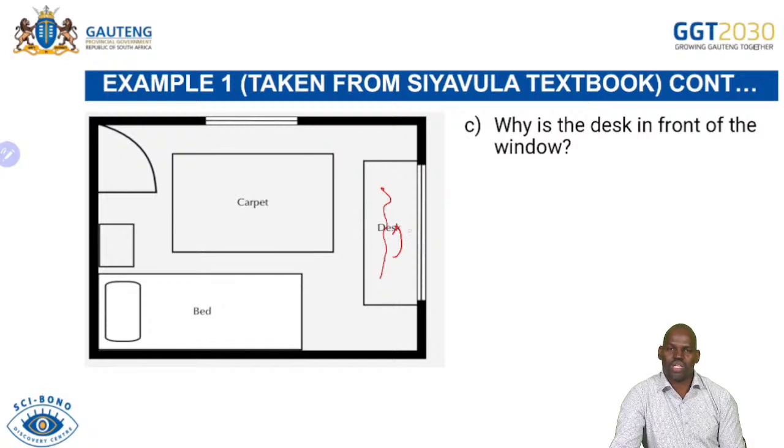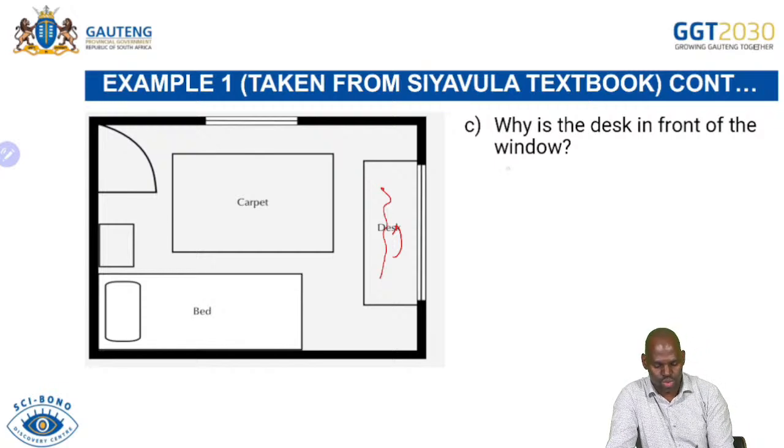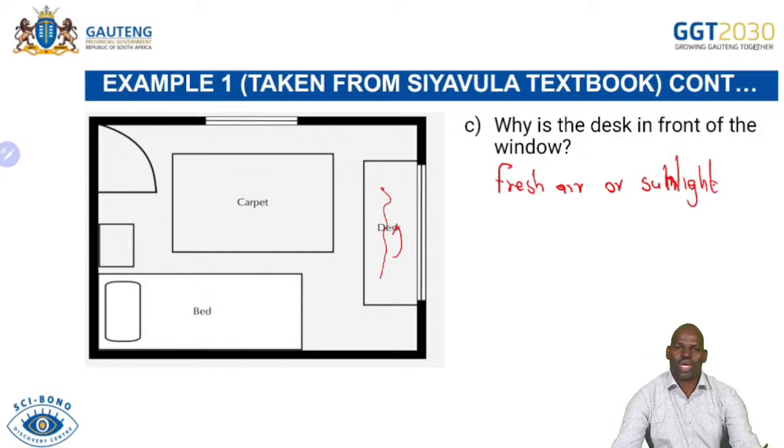So for this one, the possible reason is if a person is sitting at the desk, or the person is studying, or whatever the person would be doing, that person will be able to get fresh air or maybe sunlight, okay? So this one will be maybe for fresh air or maybe sunlight. Or any other relevant reason that you can think of.